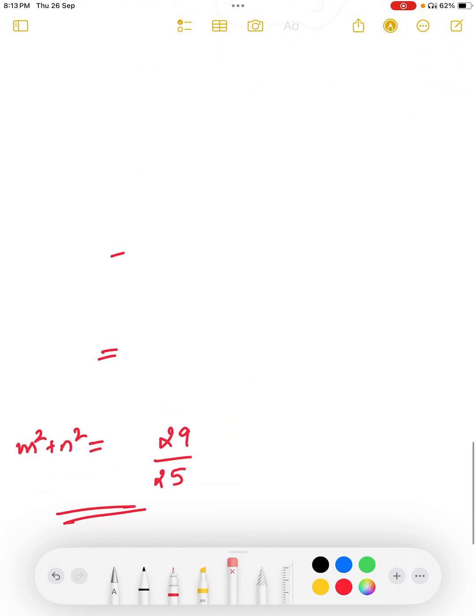Sorry for this. I'll just erase this part. Just a second, give me a second, sorry.